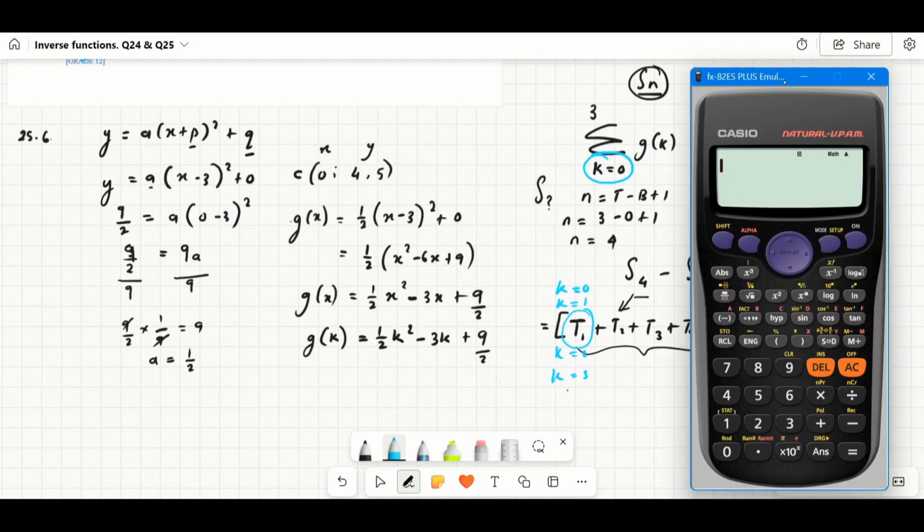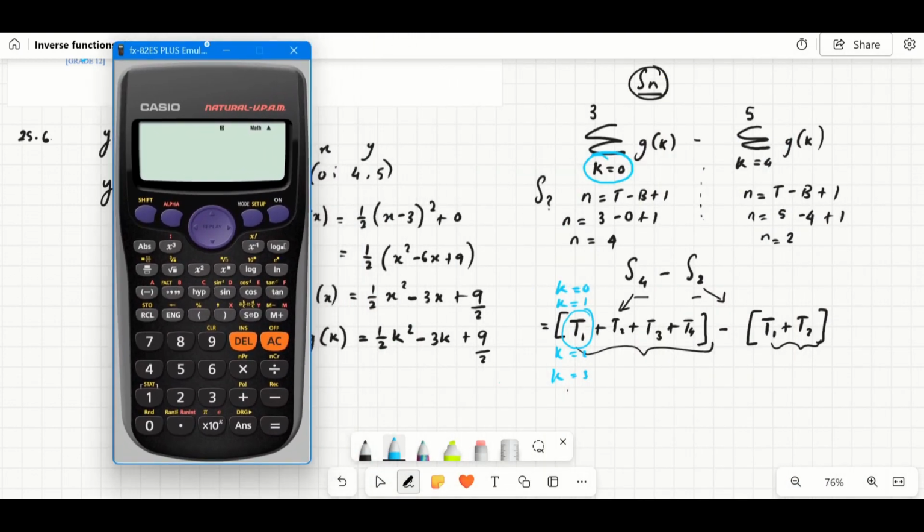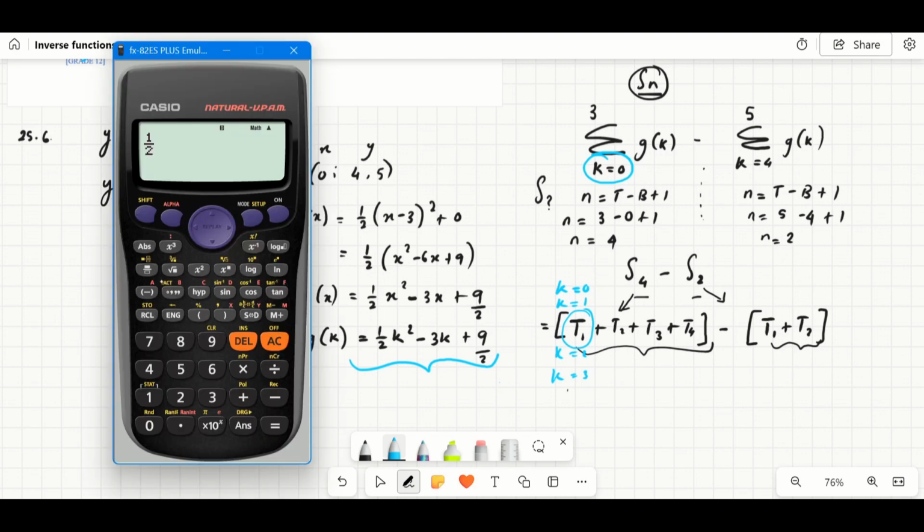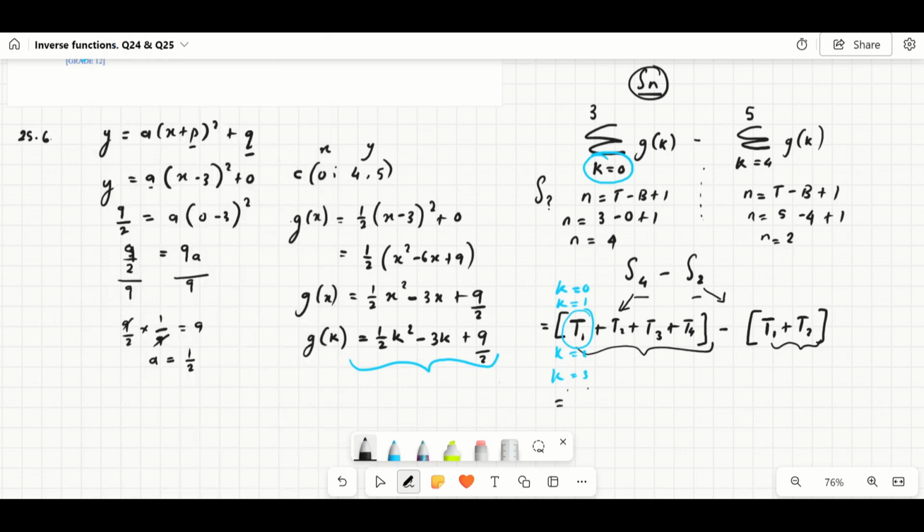So here's my calculator. I already have g of k to find the series. So I'll be punching 1 over 2. I'm looking at all of this, right? So let's go. 1 over 2 into, my first term starts from 0 squared minus 3 multiplied by 0, and then plus 9 over 2. This is equal to 9 over 2. That's my term 1. So term 1 is 9 over 2 plus.